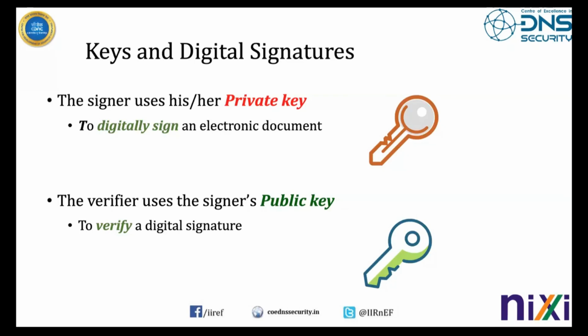Now, if I want to sign an electronic document, I will use my private key, because the private key is only available to me. Nobody else can see that private key. However, for verification of the digital signature, anyone can use my public key and verify it. And it is intuitive because the public key is available to everybody. Basically, anyone can see my public key and verify my digital signature.